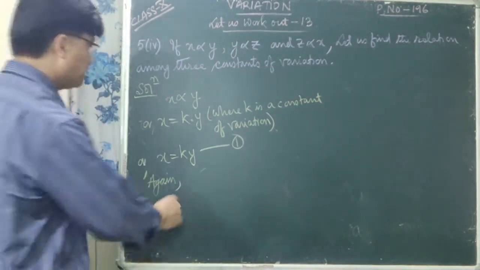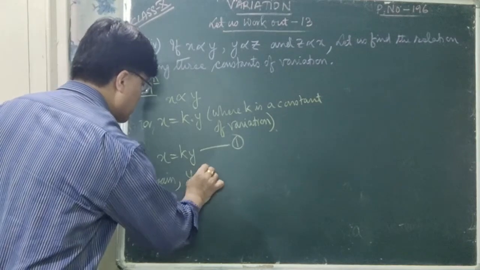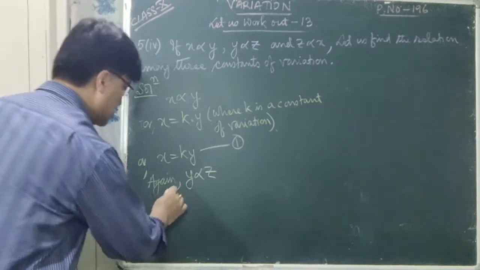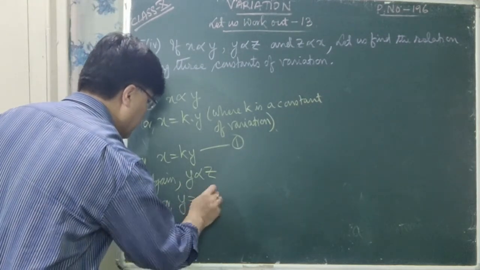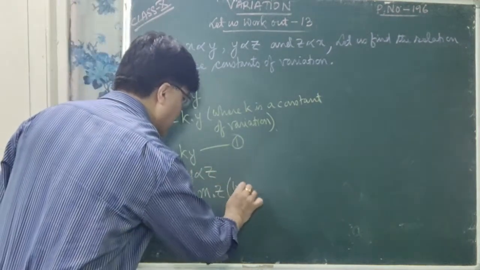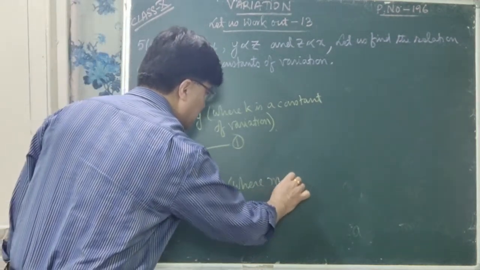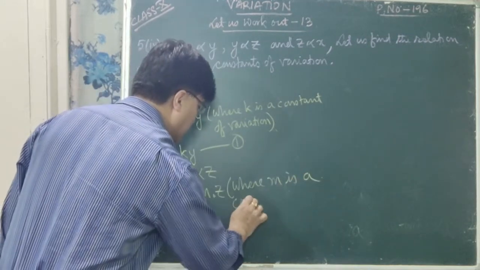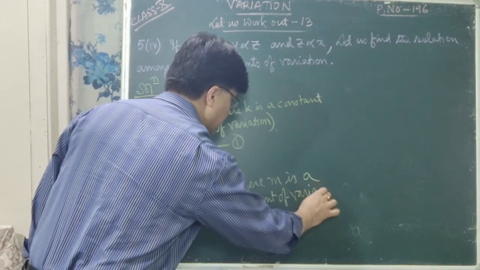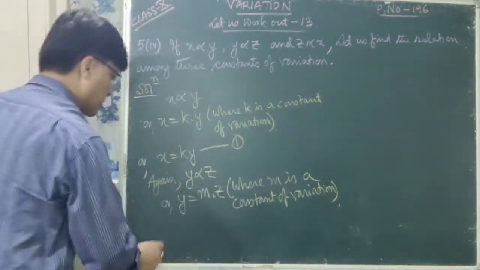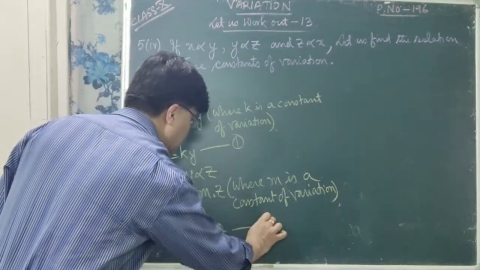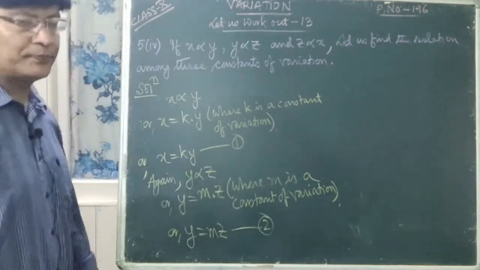Again, what is y here? Y proportional to z. Here also you can convert this proportional sign into equality sign. Or y is equal to, you can write m into z also, where m is a constant of variation. Or what do we get? Y is equal to mz. Suppose this is number 2, right?